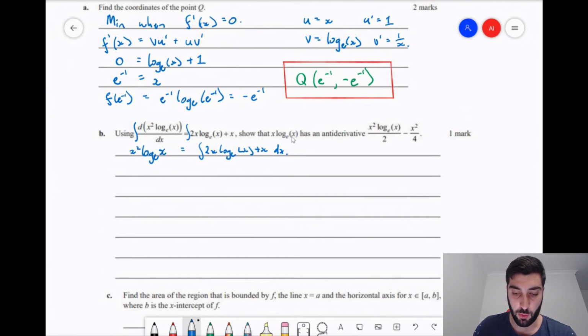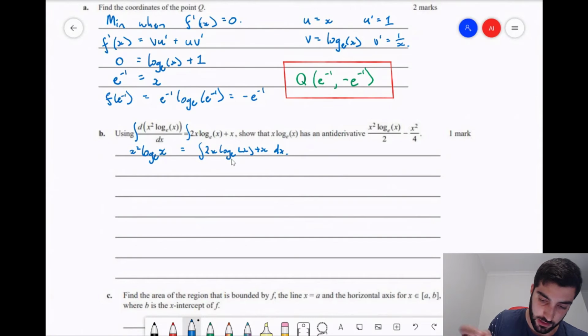So if we rearrange it, we want to obtain the integral of x log e of x. So we can do that by subtracting the integral of x from both sides and then dividing everything by 2. So I'm going to try and skip some steps. Definitely encourage you guys to not skip steps. Write down all your workings, but for the sake of time, I'll see if I can save a little bit.